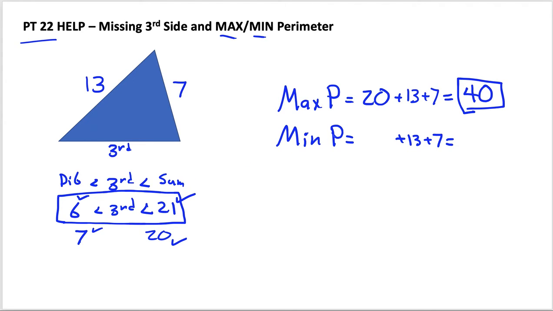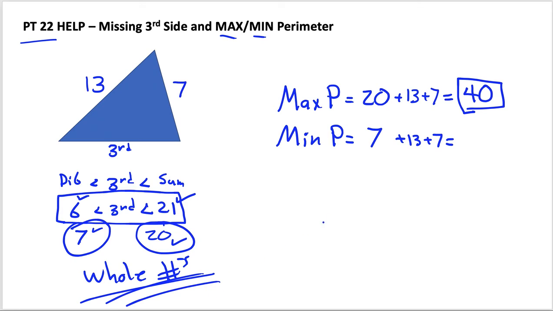So again, the minimum, well, you can't use 6 because the third side has to be greater than 6. So the next number that's greater than 6 would be 7. So you'd have to use 7 for the actual minimum of your third side. You can't use 21 and you can't use 6. So 20 and 7 would be the next possible whole numbers. Whole numbers is what the directions say, so no decimals allowed.